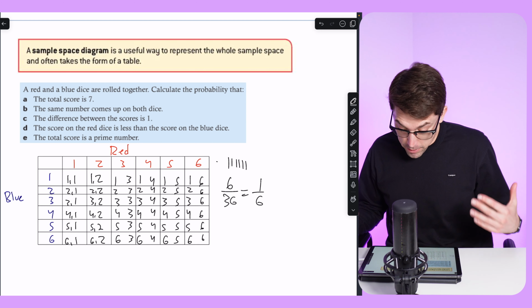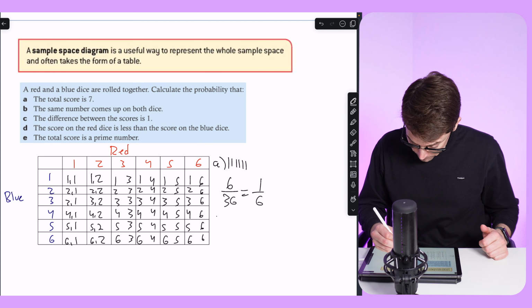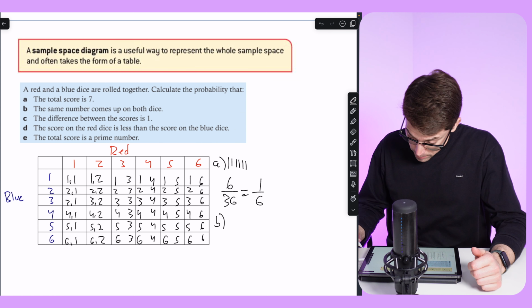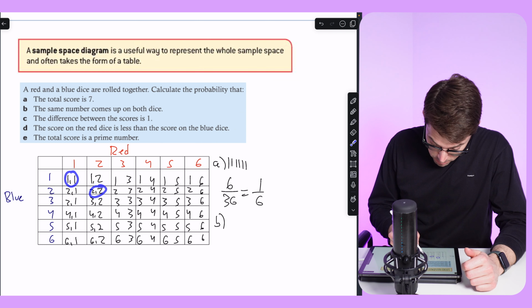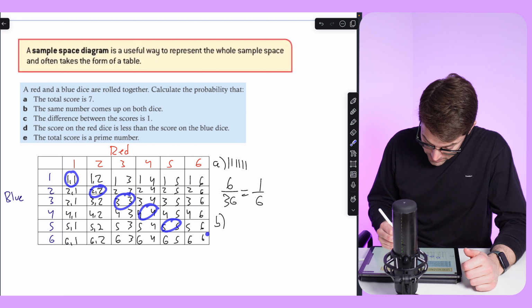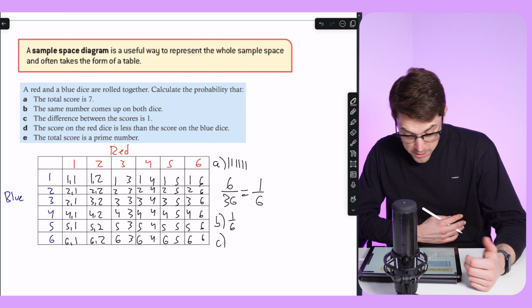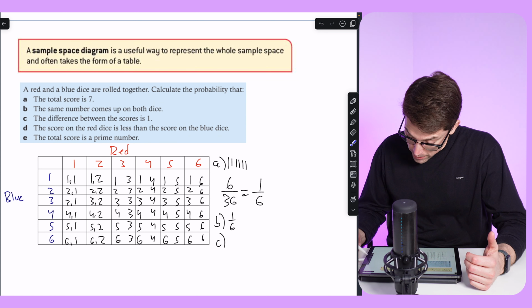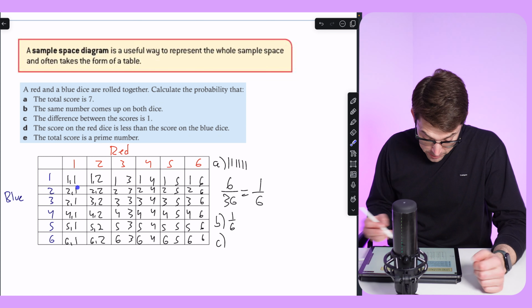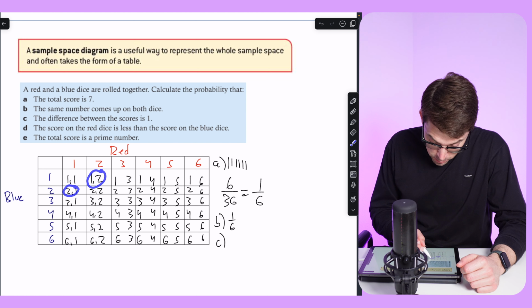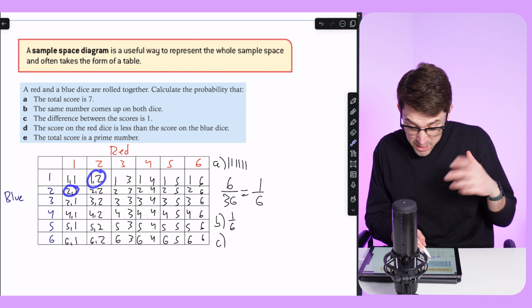So how about the same number that comes up for both dice? The same number that comes up. So I'll have 1 and 1, 2 and 2, 3 and 3, 4 and 4, 5 and 5, and 6 and 6. Again, that's 6 out of 36. That's 1 out of 6. The difference between the scores is 1. So basically, I would have 1 and 2. So again, it kind of depends if you want to define it as -1. I'm not.